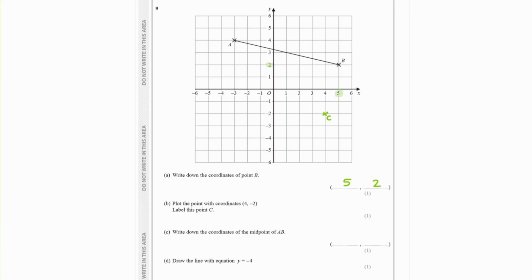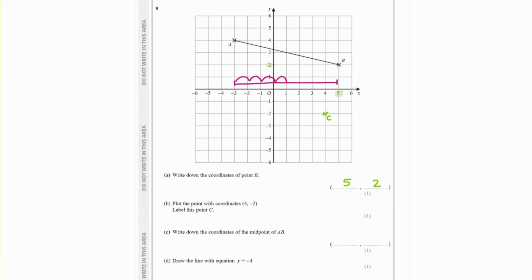Part C, write down the coordinates of the midpoint of AB. So to find the midpoint of AB, we can see that the x-coordinate of A starts at -3 and goes all the way up to B, whose x-coordinate is 5. We can see that that is a total of 8 boxes or 8 units in the x-axis, and the midpoint or half of 8 is 4. So if we count 4 boxes from either side, from -3 if we count 4, we get to 1.